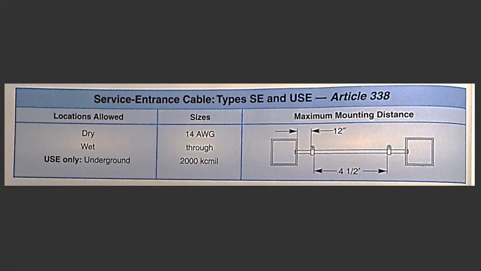Service entrance cable. Service entrance cable, or SE, may be a single conductor or a multi-conductor assembly with or without an overall covering. It is used to bring electricity into a customer's building from an overhead utility pole. Underground service entrance cable, or USE, is used to supply electricity underground.